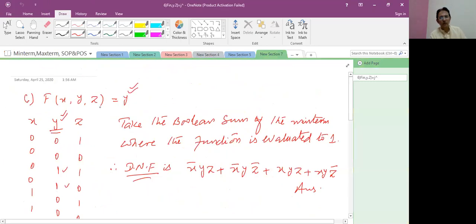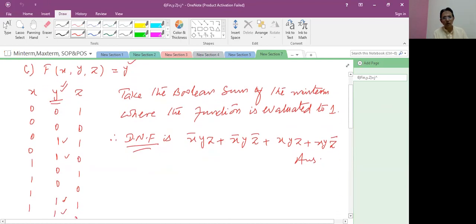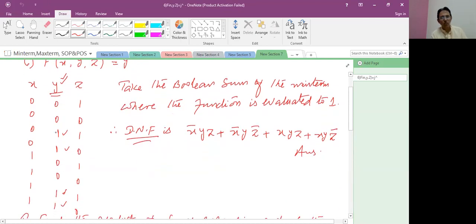now the third part of the minterms, f of x, y, z, which is equal to y. First we make 3 columns. After that, we will consider only what is equal to y. It means the whole function is equal to y. So we will consider this column where y is represented here. Take the Boolean sum of the minterms where the function is evaluated to 1. So there are 4 ones in the y column. So we take the complement of x because y and z both are similar.